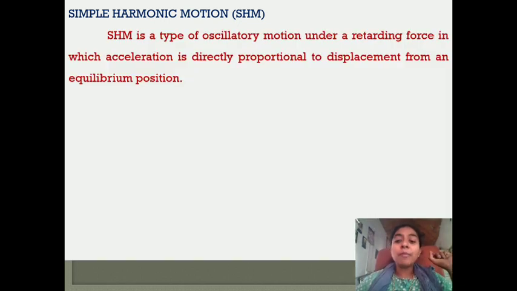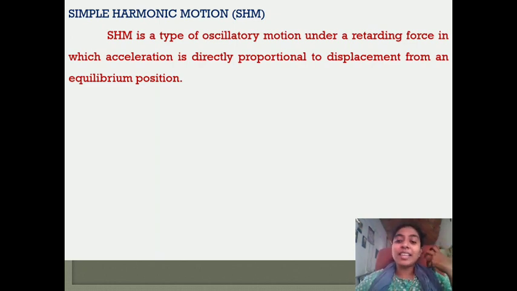So simple harmonic motion is a type of oscillatory motion. You know the examples of oscillatory motion, that is a pendulum oscillation. That is the best example for oscillatory motion. So simple harmonic motion is a type of oscillatory motion under a retarding force.